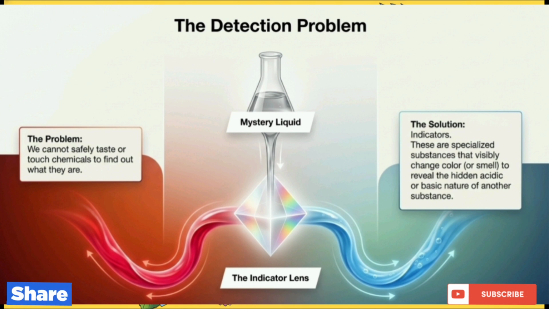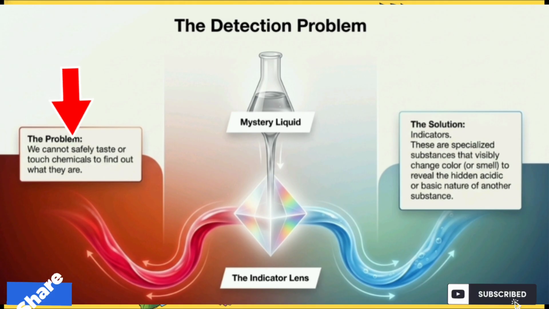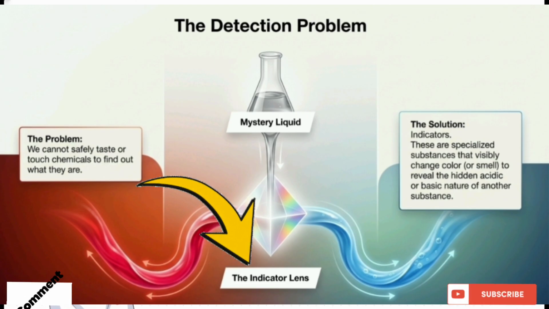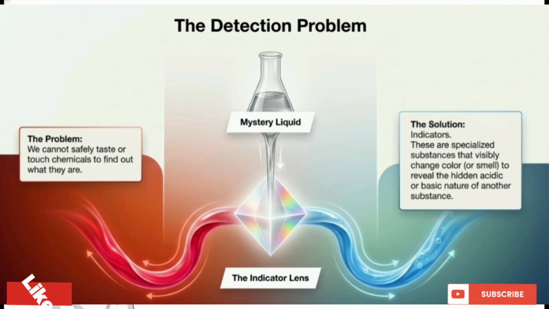Because let's be real, we absolutely cannot go around tasting everything to figure out if it's an acid or a base. That would be incredibly dangerous. So instead, nature gives us indicators. Think of them as tiny chemical spies that actually change color to reveal what a substance really is.